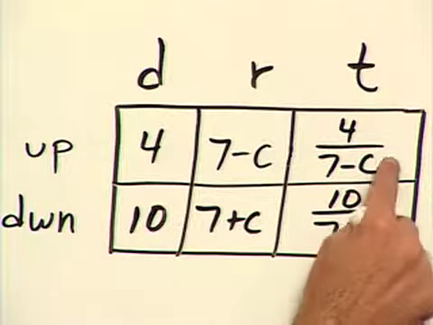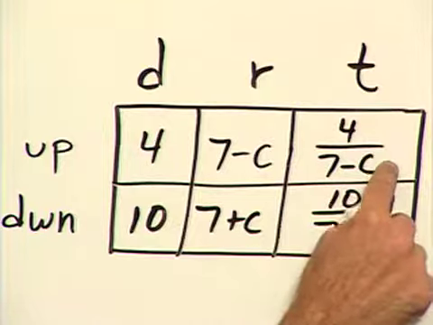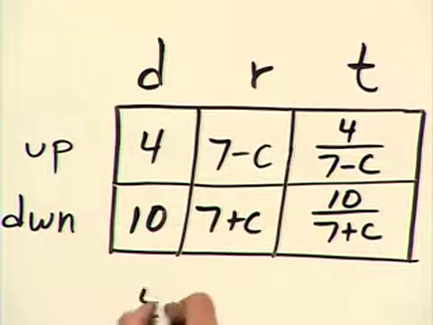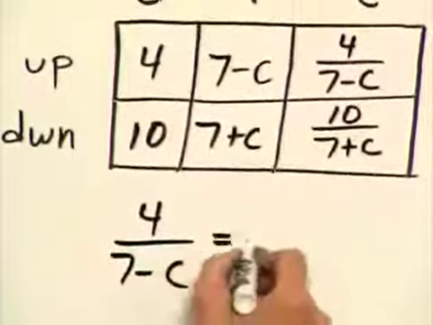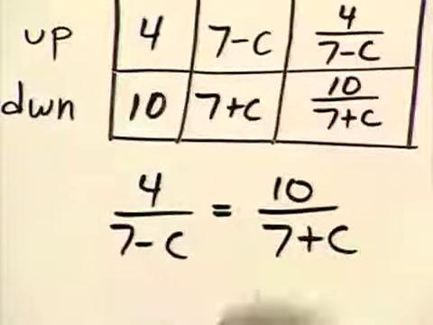Now the time, remember, was distance divided by the rate. So we took the distance and divided both of them by the rates. Now again, the problem said that the times were equal. So we'll take the time to go upstream, 4 over 7 minus c, and set it equal to the time to go downstream, or 10 divided by 7 plus c.